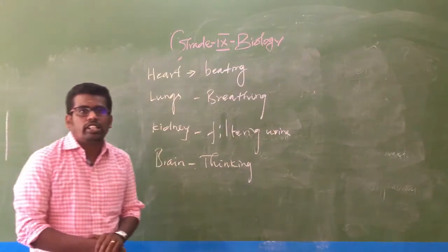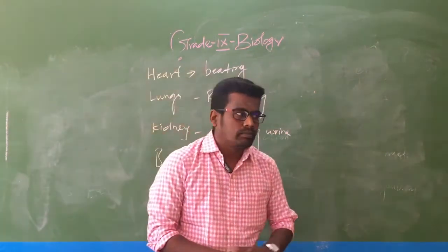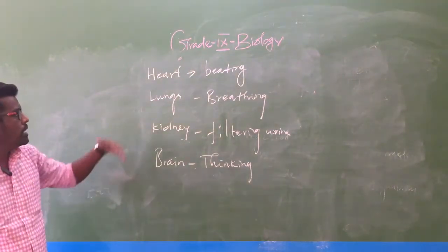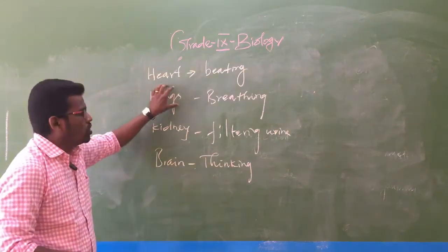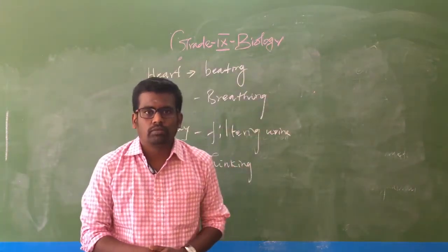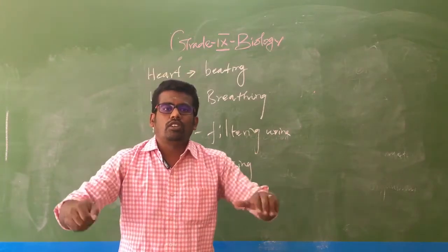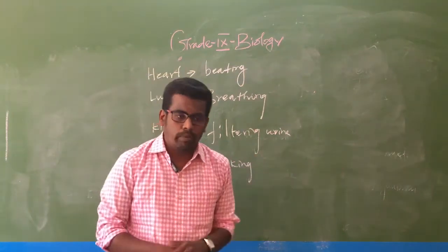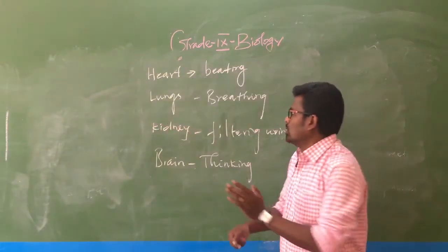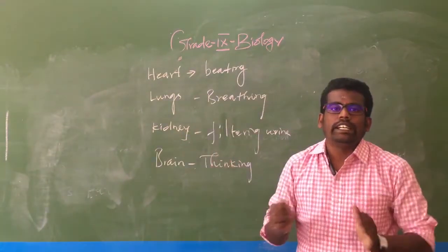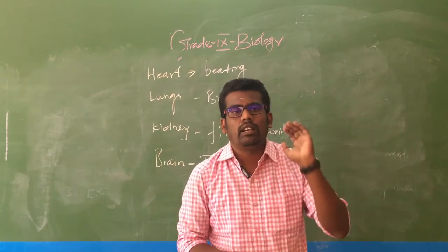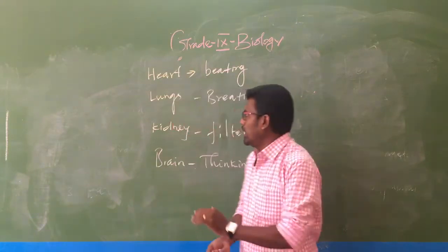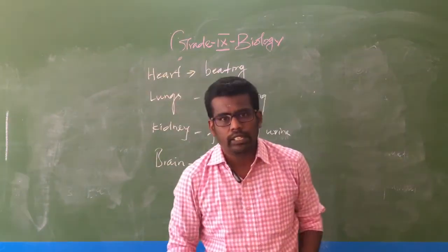So when we fall sick, what will happen? These organs may be affected, maybe the lungs or kidney. The specific organ will not function, so it affects our total body mechanism. And these organs should be coordinated; only then can we balance our body, or else we cannot balance our body. For example, if the heart is not beating properly, what will happen?